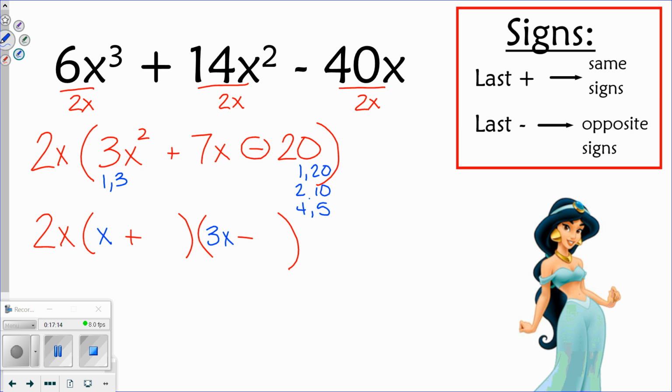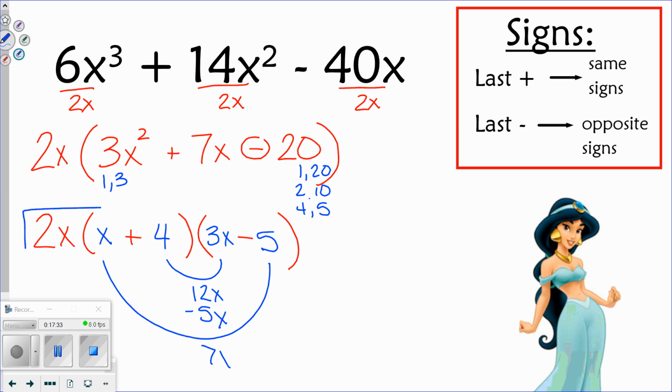Do you like 1 and 20, 2 and 10, or 4 and 5? 4 and 5, in that order, 4 and 5? Yeah? Okay, so when we check this, inside gives me 12x. Outside gives me negative 5x. And together that makes 7x. Which is exactly what I wanted.